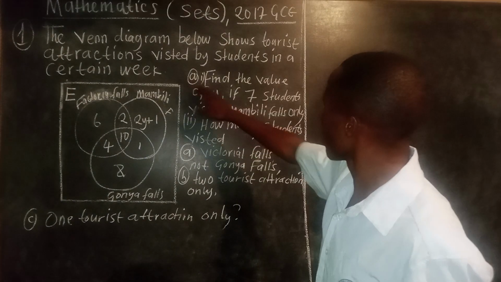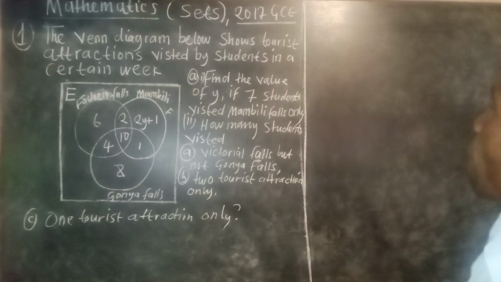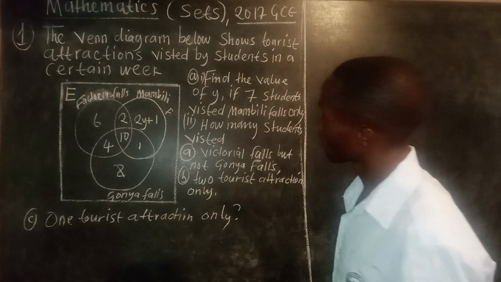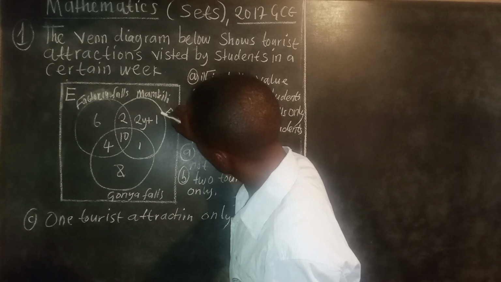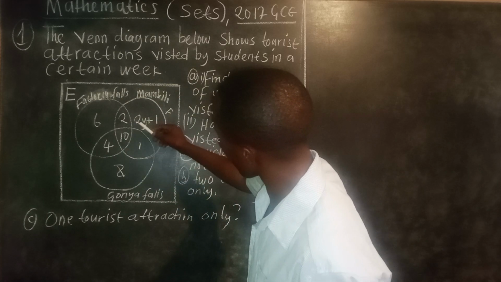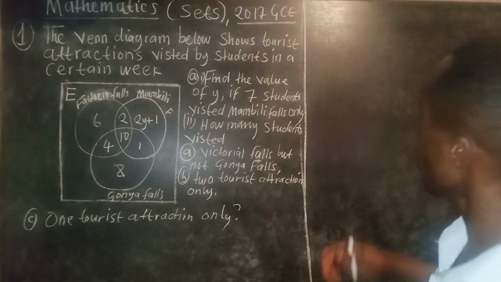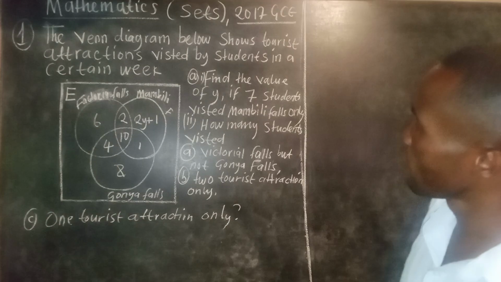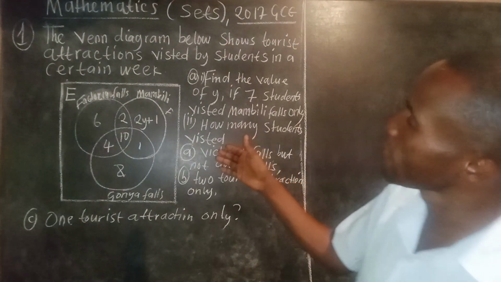So we have A1: find the value of y if 7 students visited Mambima Falls only. When you look at the set for Mambima, it is this one. Within Mambima Falls, here we have 2 students, here we have 10, here we have 1, here we have 2 plus y. Since the question is categorical, here they are saying Mambima Falls only. So it simply means we should consider the numbers that are not found in these other sets.